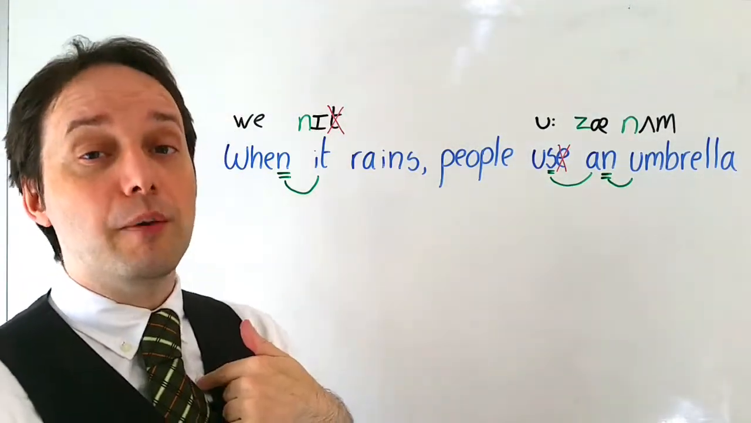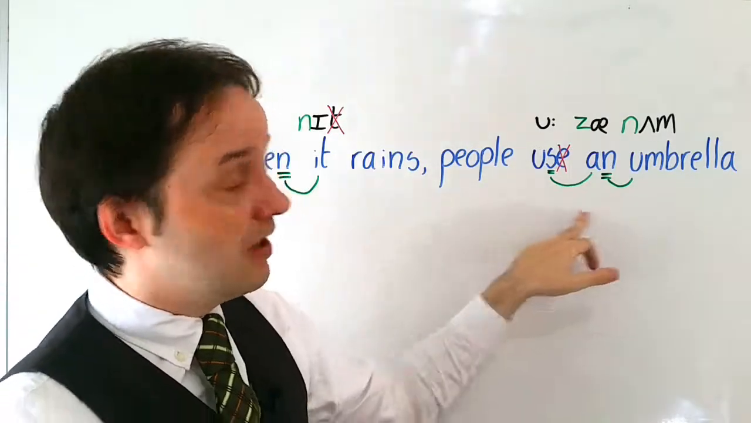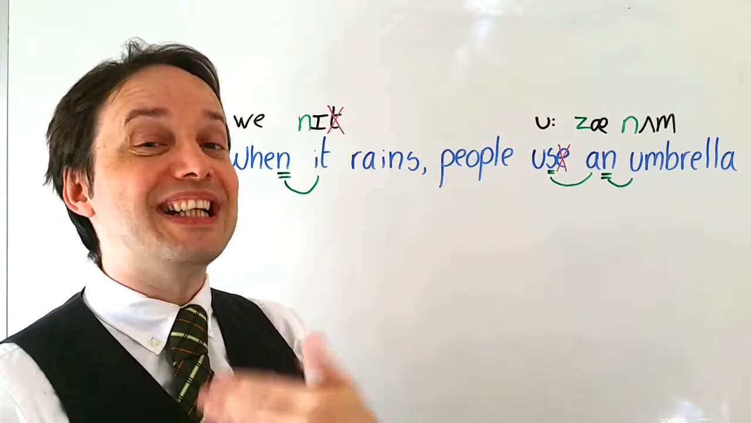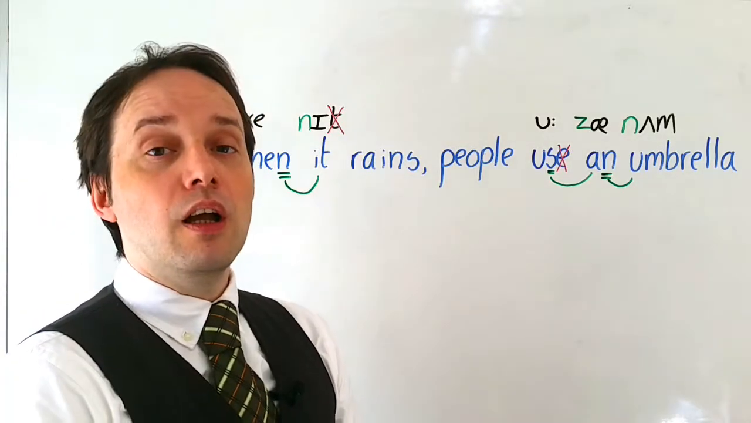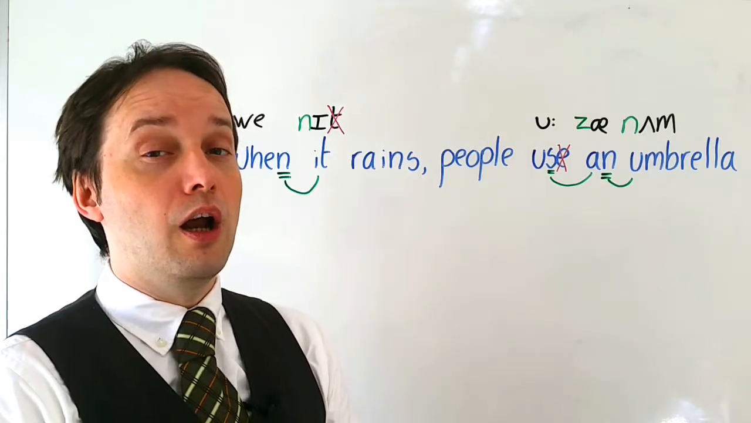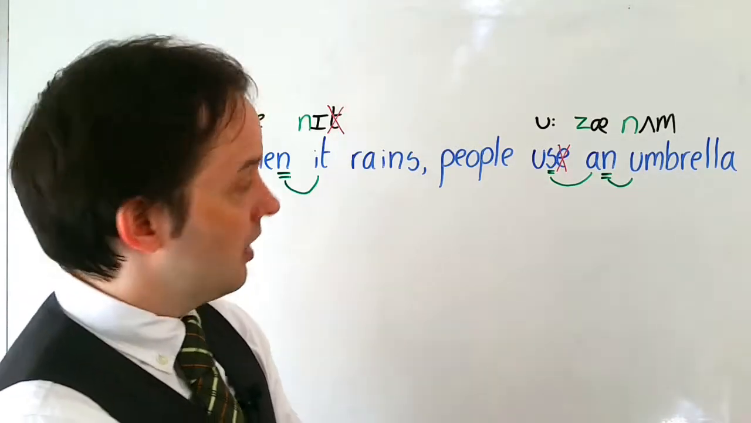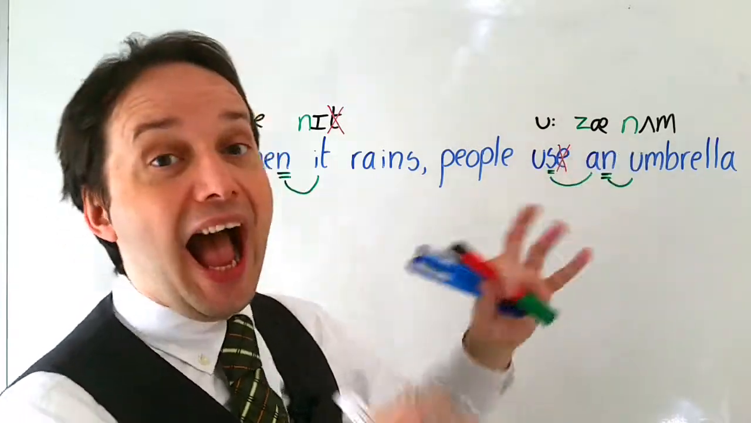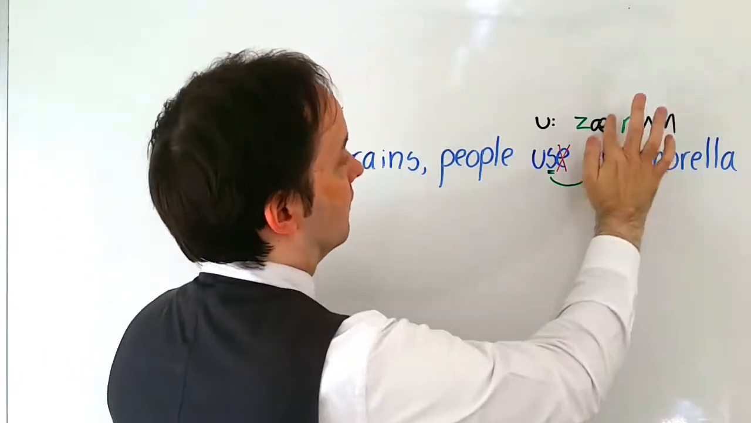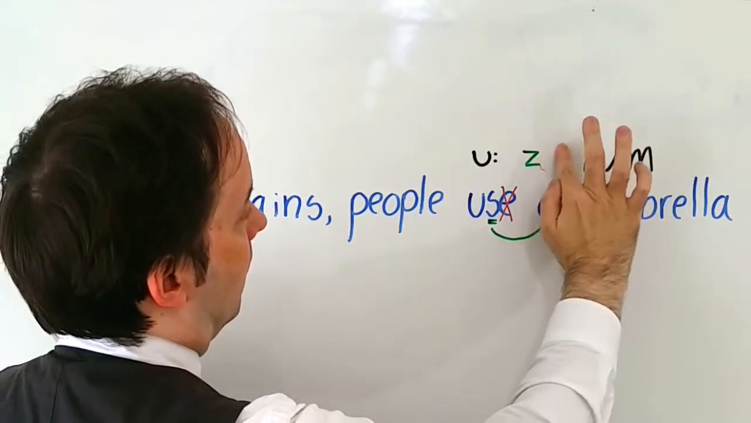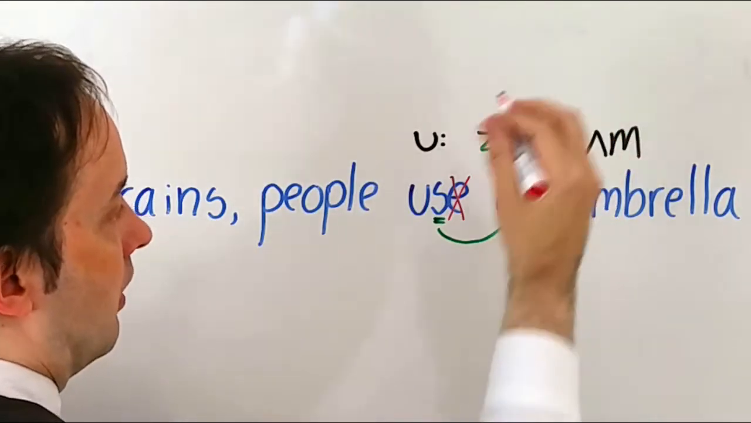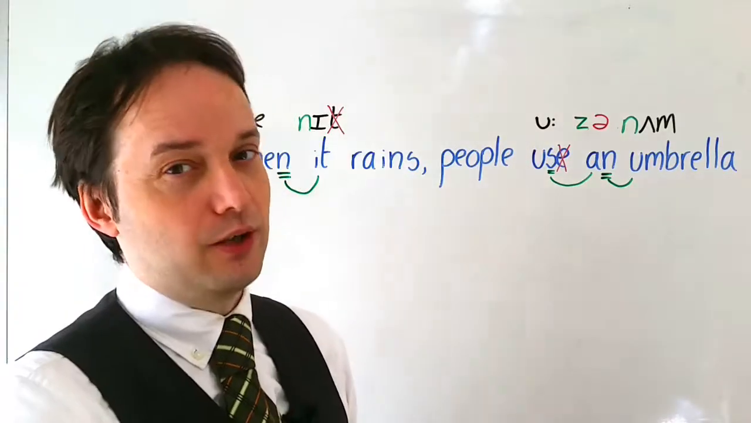Okay, one more. I'm going to say this part. I want you to listen carefully and try to notice what I really say. Use an umbrella. Do you notice? I don't say ah. I say use an umbrella. I say the schwa sound.